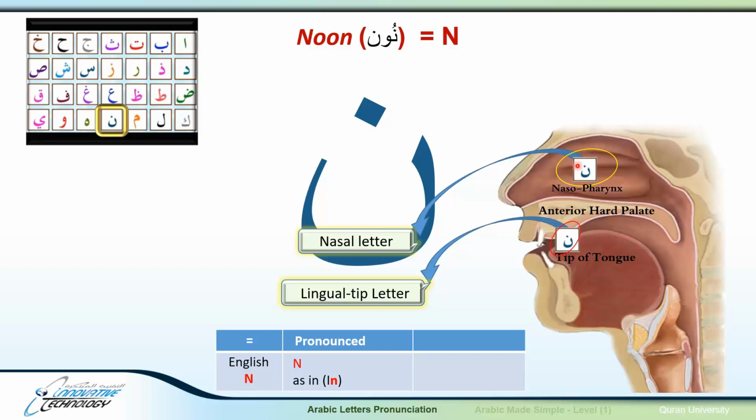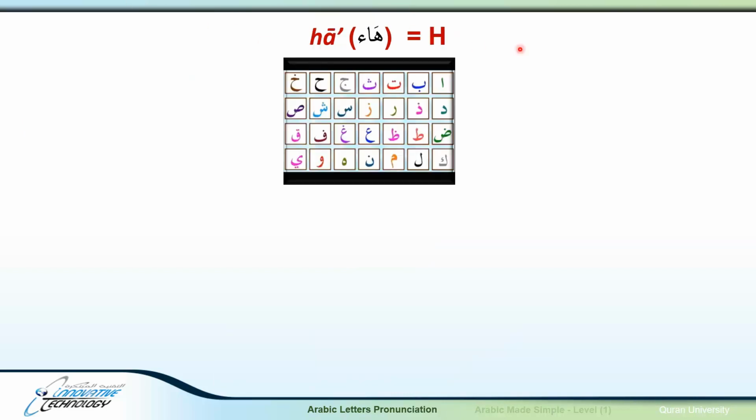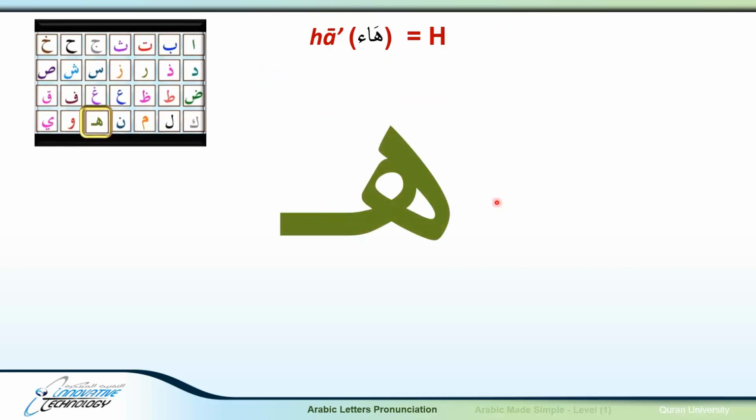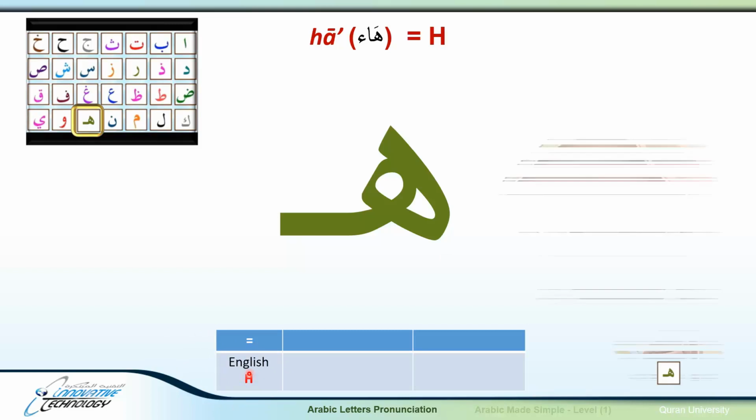In. As we pronounce the nun, we have a lingual articulation given also a nasal tone. It's named nun, as in noon, and it's pronounced in. Noon, in. The next letter is the ha. Ha. It looks like this. It is similar to the English H, pronounced ih.